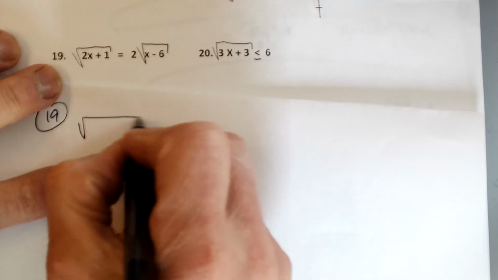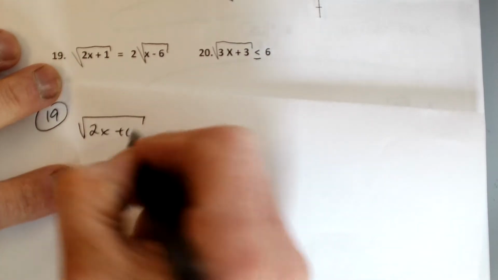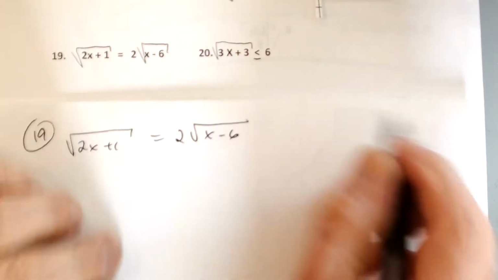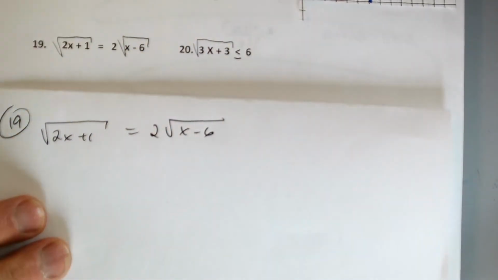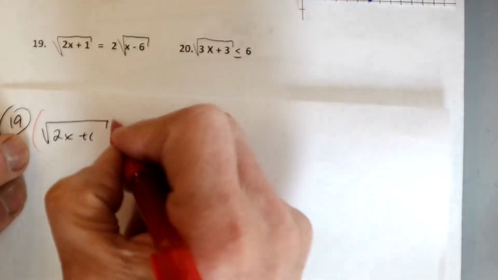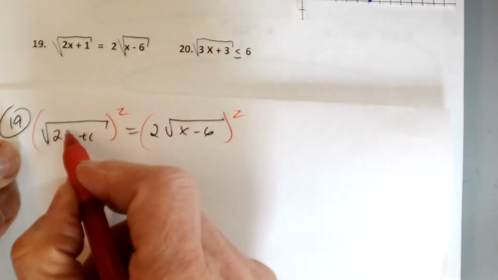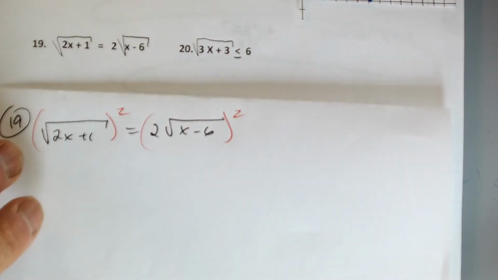Problem 19: the square root of 2x plus 1 equals 2 times the square root of x minus 6. I've got square roots on both sides, so let's just square it. Square the square root, square the square root, because the square cancels out the square root, okay?